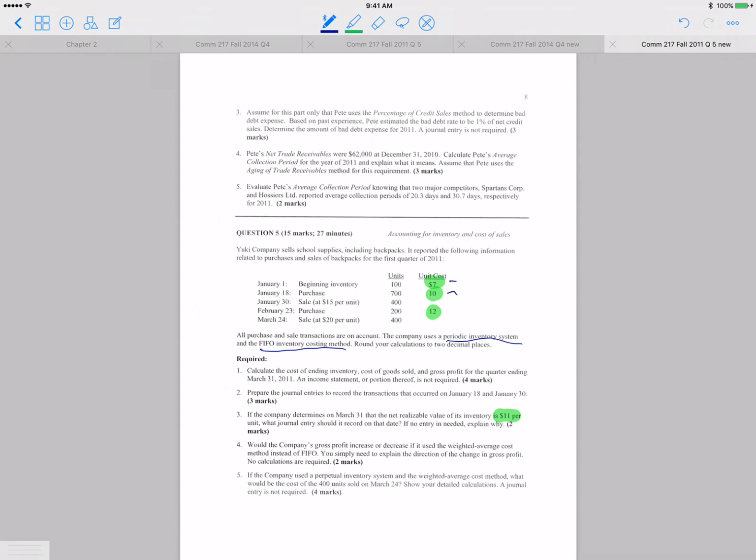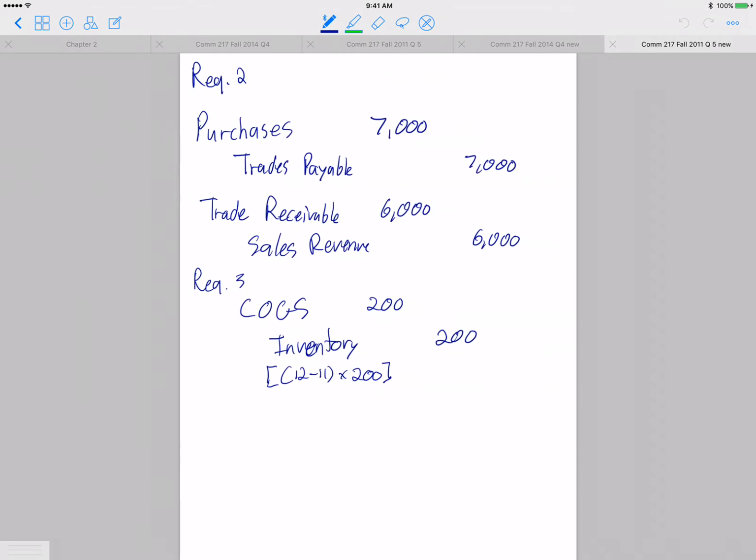Now for the fifth requirement, if the company used a perpetual inventory system and the weighted average cost method, what would be the cost of the 400 units sold on March 24? Show your detailed calculation. A journal entry is not required. I'll try to find some space. Okay, I'll erase these requirements. You guys can pause the video if you need to look at them.